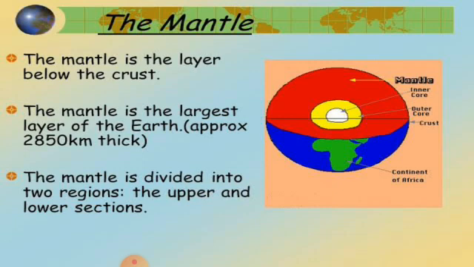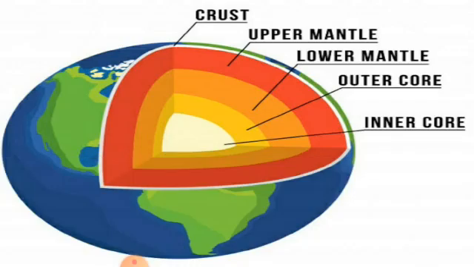The mantle is the layer below the crust. The mantle is the largest layer of the earth. The thickness is approximately 2850 km. The mantle is also divided into two regions, the upper and the lower. I have shown you the location of the upper mantle and lower mantle. The red color is the upper mantle, and orange shows the lower mantle.